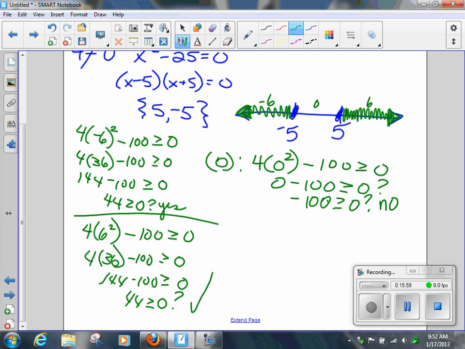Now, interval notation. How am I going to write this using interval notation? Parentheses or bracket? Parentheses. Negative infinity to what? Somebody else, fill in the rest of that. Negative 5. Bracket. There we go. Union. How about that? How many of you got it?